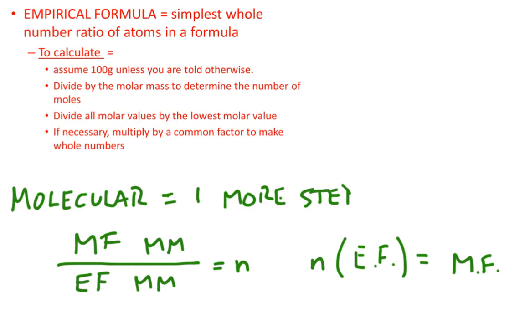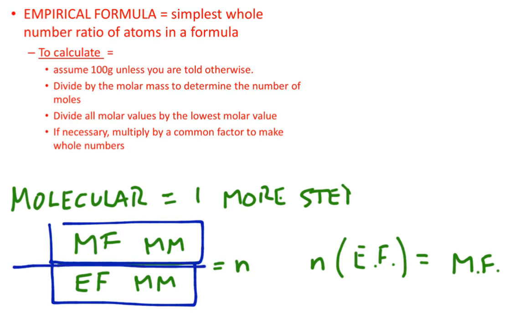The molecular formula is just one more step. We're going to take the molar mass of the molecular formula, that's usually going to be given in the problem, and we're going to divide it by the molar mass of the empirical formula. This is going to come out to some whole number n. That's going to be our multiplier, and we're going to distribute that through our empirical formula to get our molecular formula. This is a whole lot of talk right now. Best to just go ahead and do a problem.